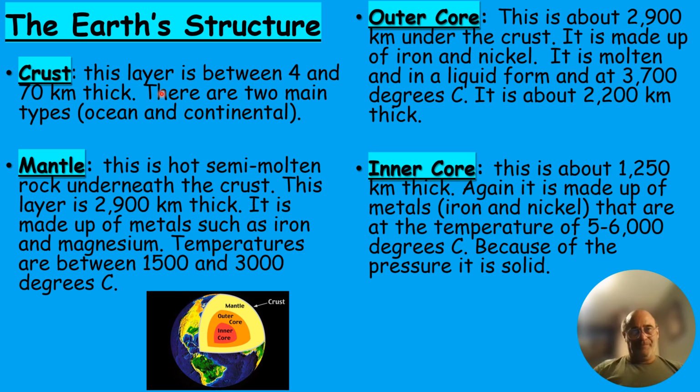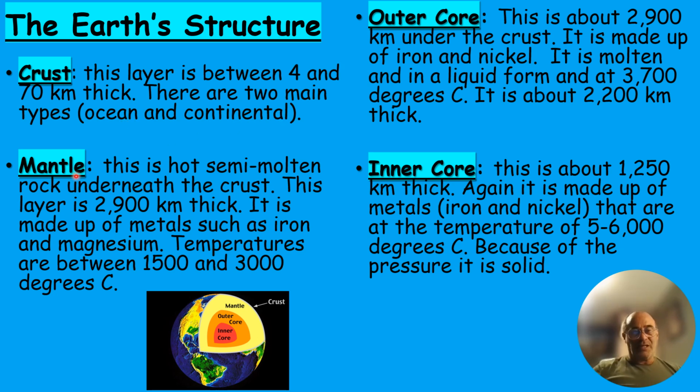So under the oceans, where the crust is usually the thinnest, it can be roughly 4 kilometers thick before you get to the mantle. And where the mountains are, the continents, it can be 70 kilometers thick. And there are averages. There are 2 main types of crust: oceanic and continental crust. More on that later on.